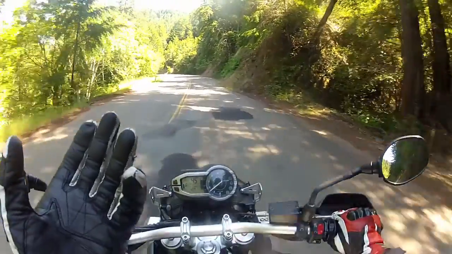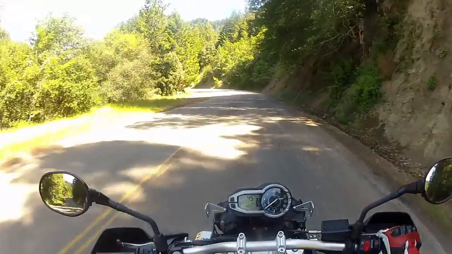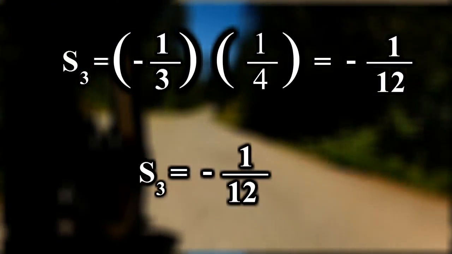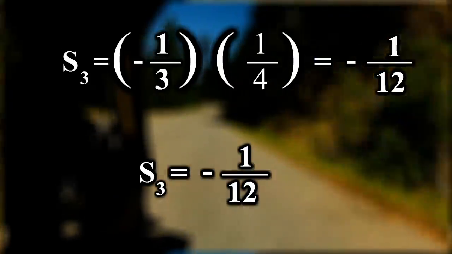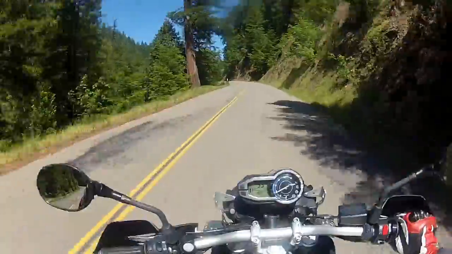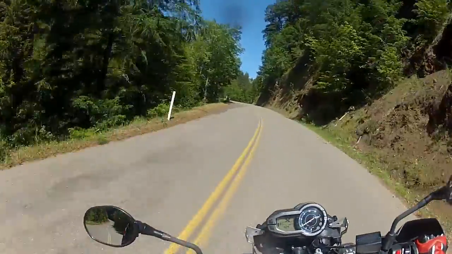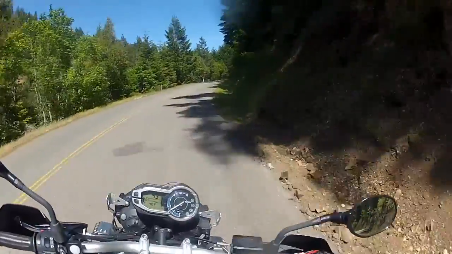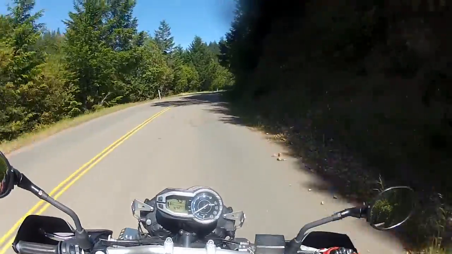And what did S2 equal? 1/4. Negative 1/3 times positive 1/4 is negative 1/12. Therefore, there it is. S3 is equal to negative 1/12. 1 plus 2 plus 3 plus 4 plus 5 plus 6 plus forever is negative 1/12. Huzzah! Blows my mind, and I absolutely love it.